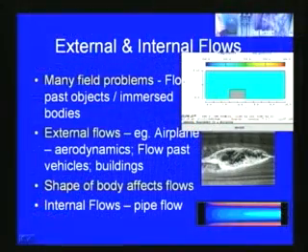Here the body we are considering is like this, and the fluid is surrounding it. That is called external flow, or flow past objects or immersed bodies. There are a number of examples, as I mentioned, such as the aerodynamics of flow past airplanes, vehicles, buildings, etc. Here the important parameter is the shape of the body. Depending upon the shape of the body, the flow behavior changes, and we have to analyze whether it is a blunt body, a smooth body, or a streamlined body. Depending upon that, the flow behaves differently.